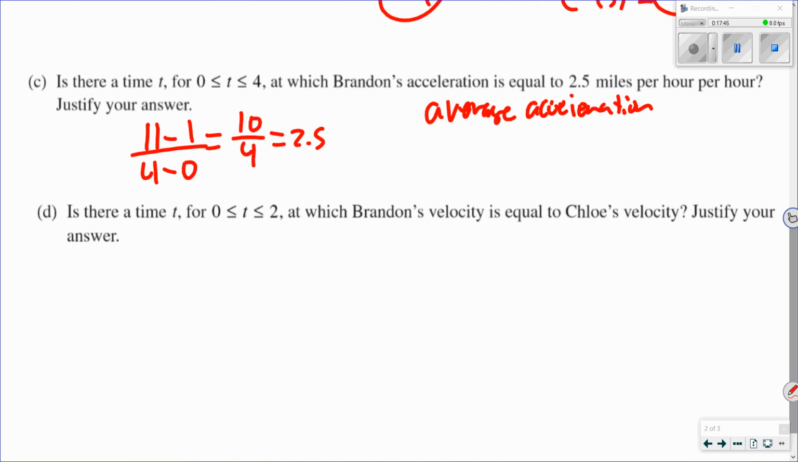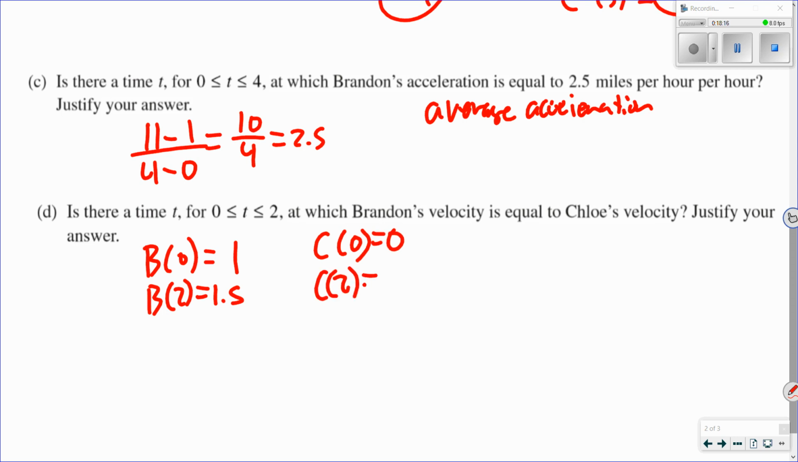Okay, and we'd make a note of that. And then I know b of 0 equals 1, and I know b of 2 is 1.5. So at 0 the velocity is 1, and at 2 the velocity is 1.5. When I go for Chloe, if you plug 0 into that function, you get 0 back out. If you plug 2 in, you get 2 back out.